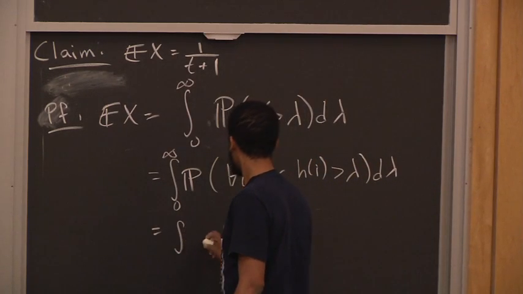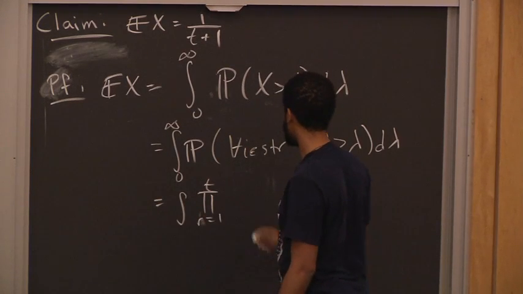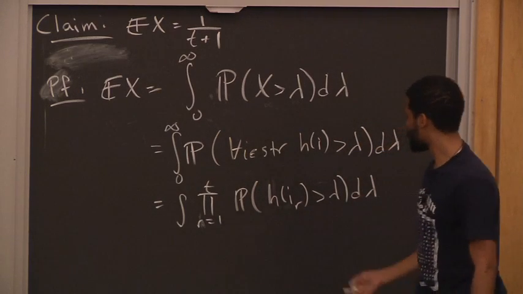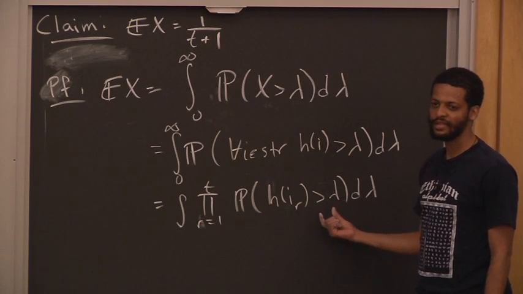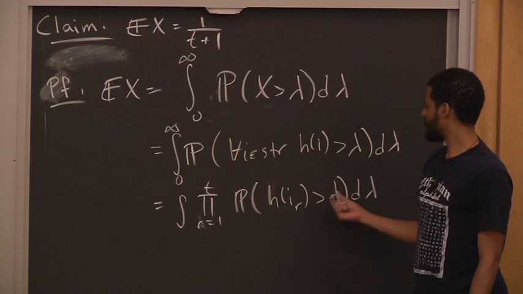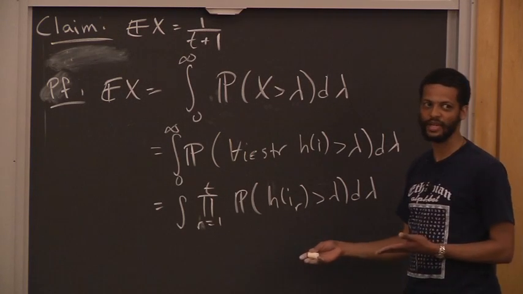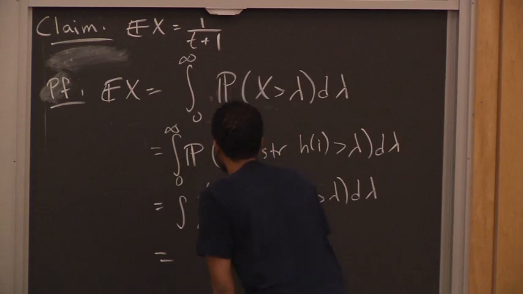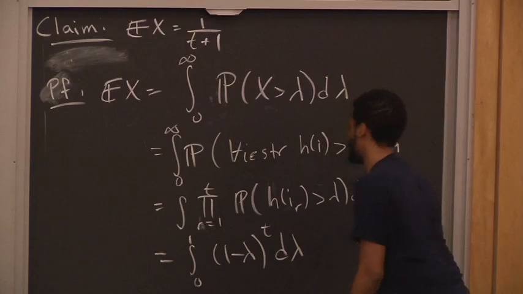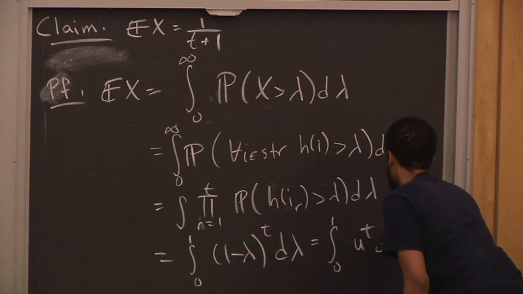So this is equal to the integral of the product over r from 1 to t of the probability that h of i_r is bigger than lambda, d lambda. But what's the probability that the hash value is bigger than lambda? Well, if lambda is bigger than 1, then it's 0. h of i is never bigger than 1. If lambda is between 0 and 1, then it's 1 minus lambda. Right? The probability that you're bigger than lambda is 1 minus lambda. So this thing here is equal to the integral from 0 to 1 of (1 minus lambda) to the t, d lambda. And then you do a variable substitution. This is equal to the integral from 0 to 1 of u to the t, du. And that's equal to 1 over t plus 1.